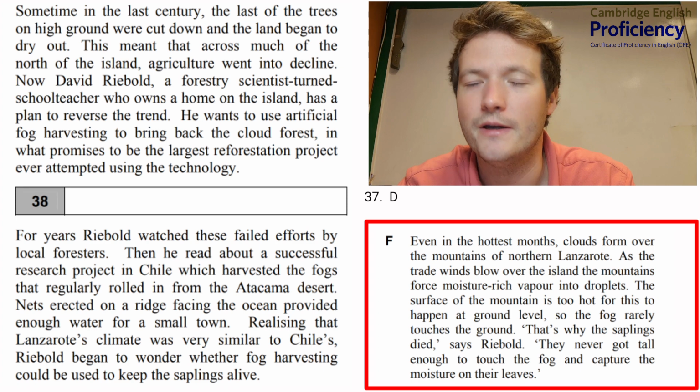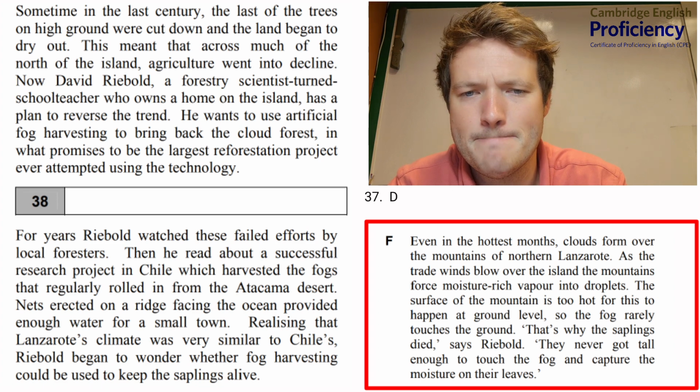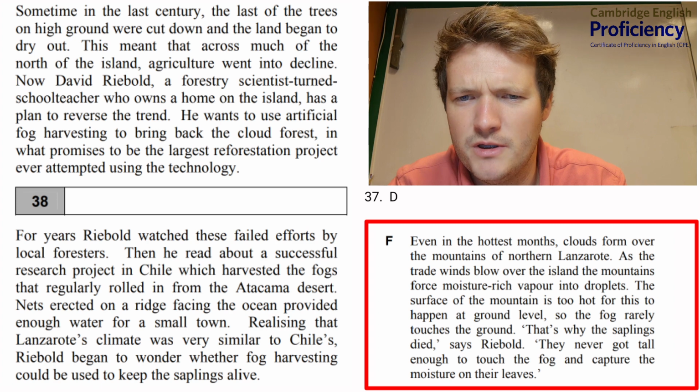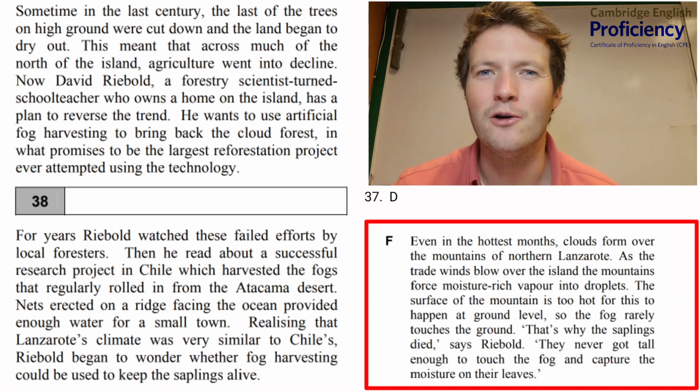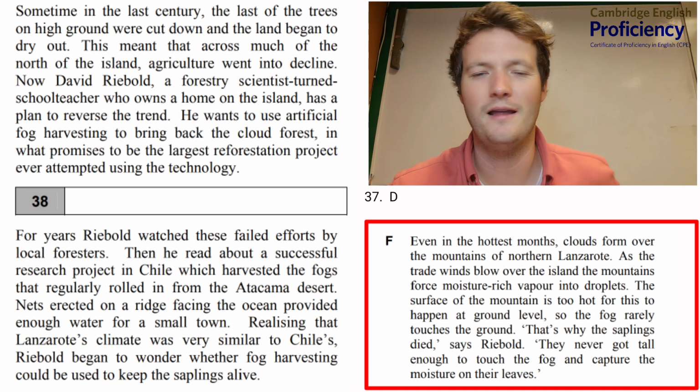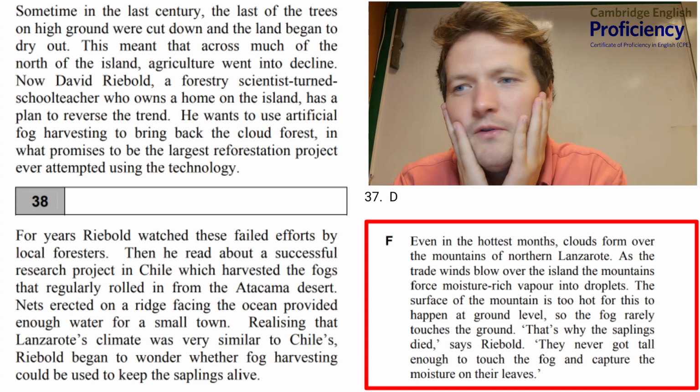It doesn't sound very coherent because we haven't mentioned any saplings. They never got tall enough to touch the fog and capture the moisture on their leaves. For years, Ribald watched these failed efforts by local foresters. Maybe it's just they didn't mention any local foresters yet. They haven't been mentioned yet. So I don't think it can be F.